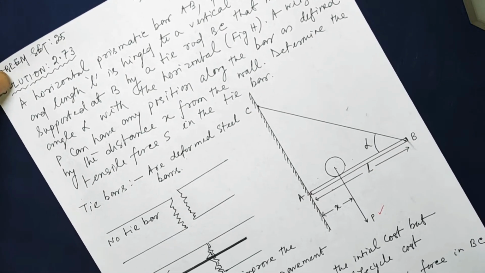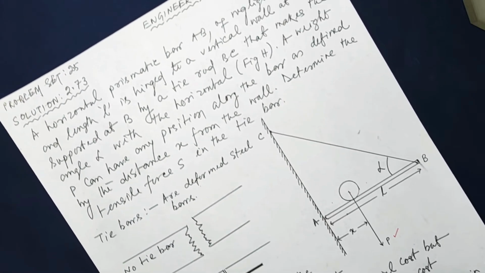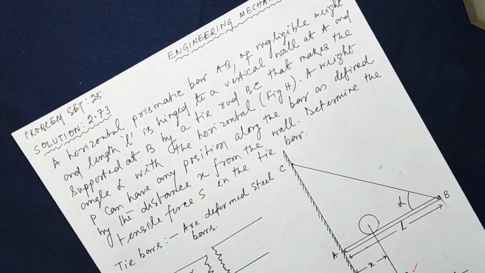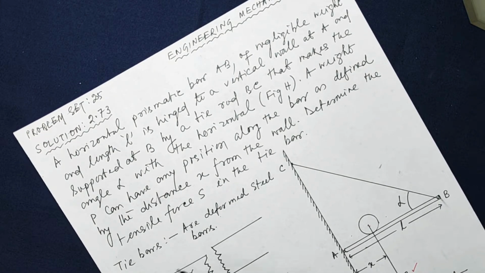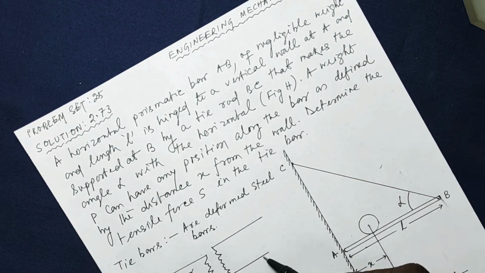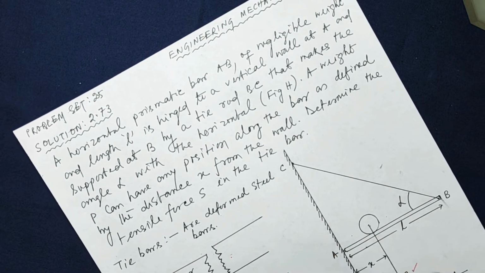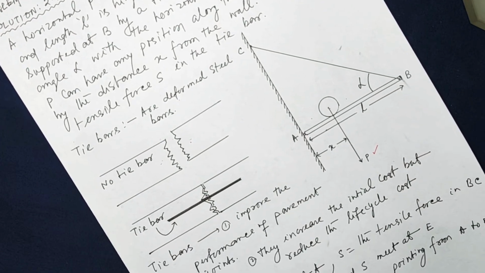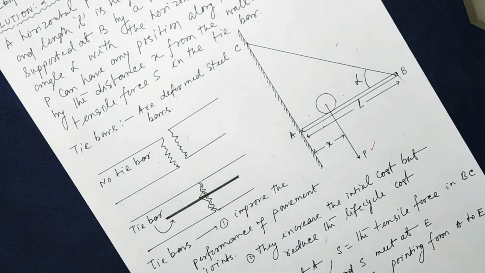Now, what is a tie bar? They are deformed steel bars. As you can look here, this part is a portion of a pavement, and this is another portion. We need to join them. You can join them as such, but if you join them with a tie bar, it will improve the performance of the pavement.